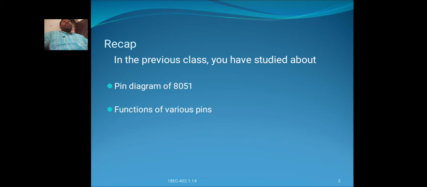These are the important memory details we discussed in the previous class as features of 8051. In this class we are going to explain the complete internal and external memory of 8051, that means the memory organization of 8051 microcontroller.